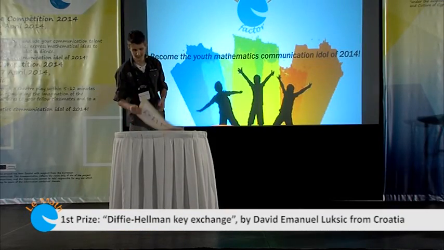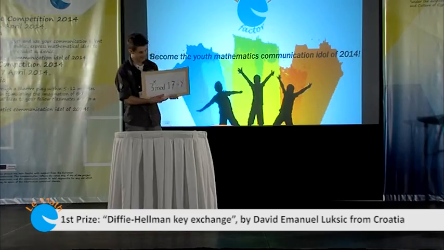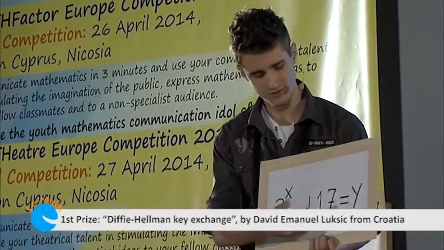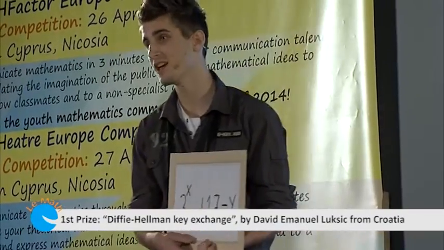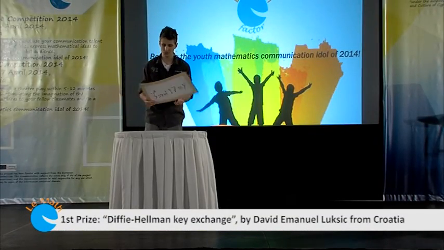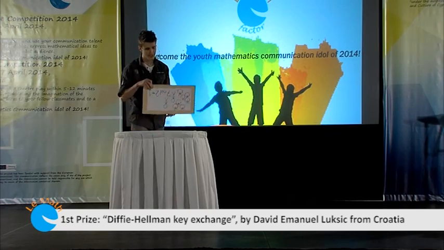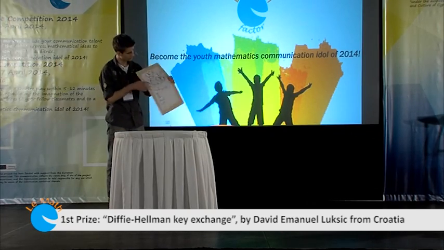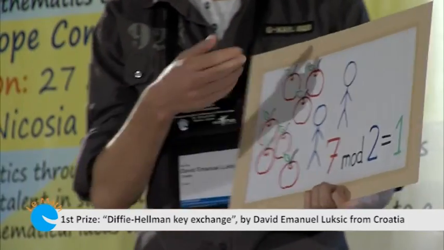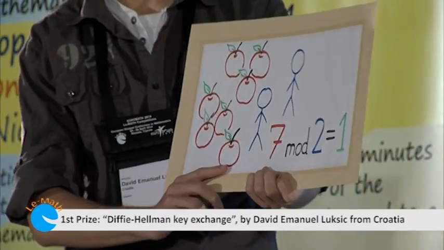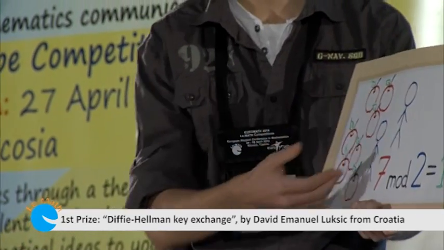I have here an example of that kind of function: 3 to the power of x mod 17 equals y. Now, this mod operator, as we heard on the opening ceremony, is similar to division, except it returns the remainder of division. Let's say you have 7 apples, and you need to give them to 2 friends. You give each 3, and you are left with 1. So 7 mod 2 equals 1.